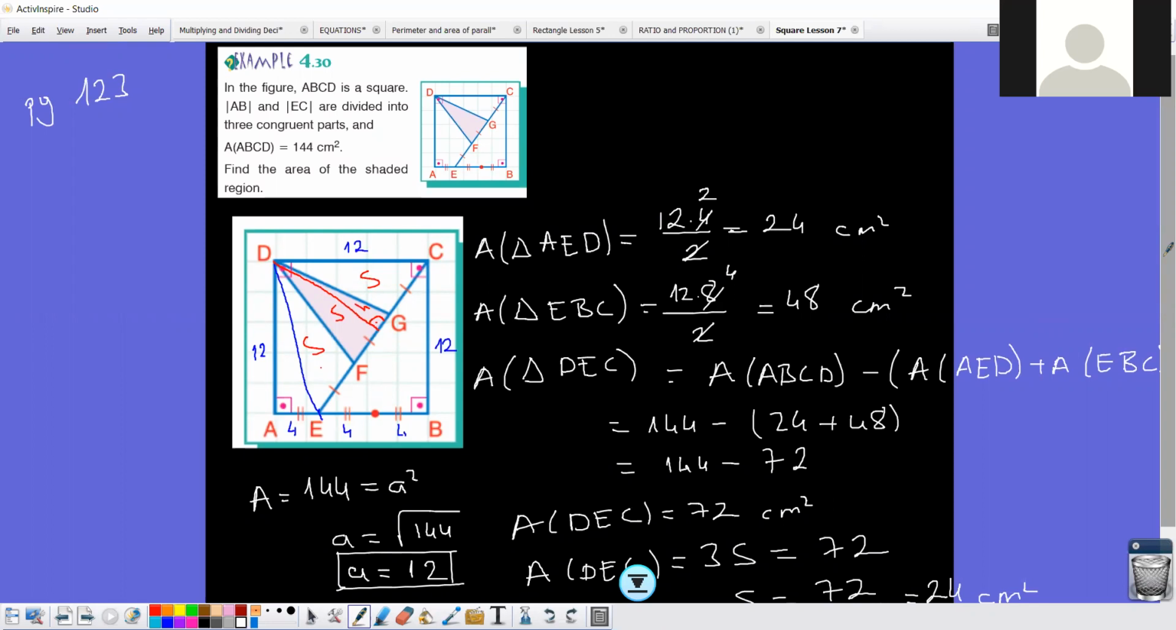Teacher, why did we divide by 3 here? Because here, Salman, the base of this triangle is divided into 3 equal parts. So here you have 3. From one point we make 3 equal parts. Okay, I understood now.